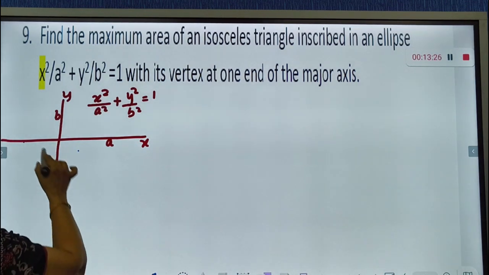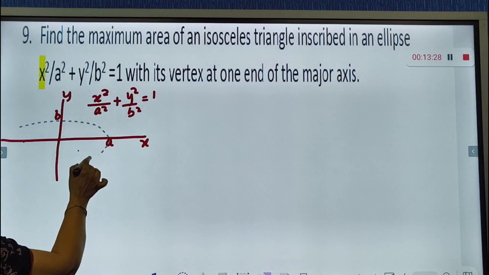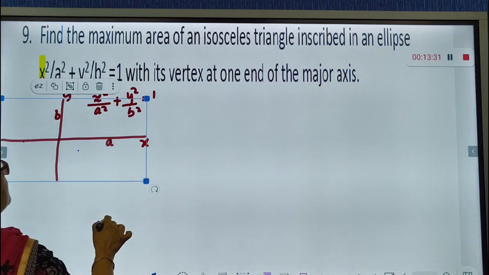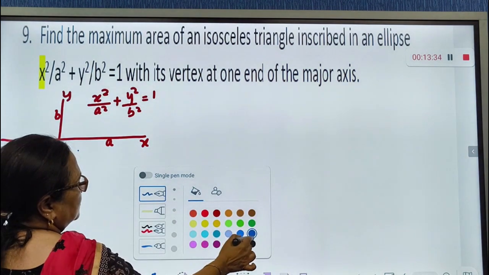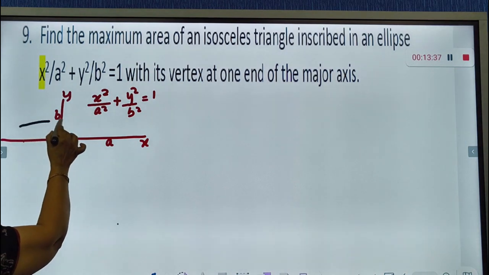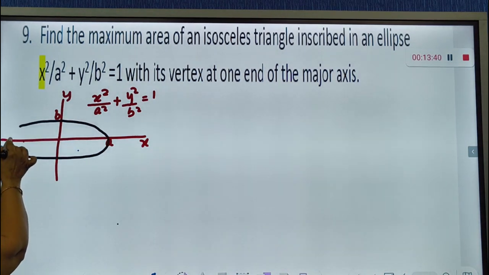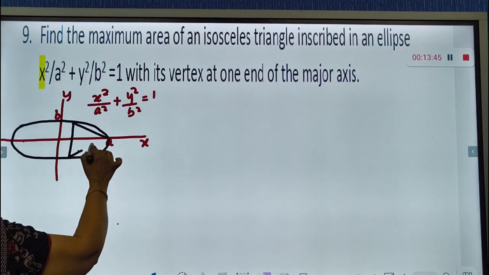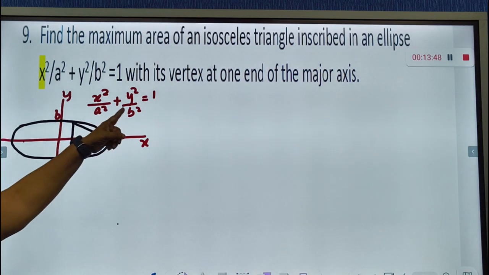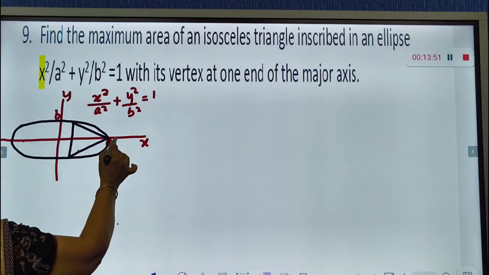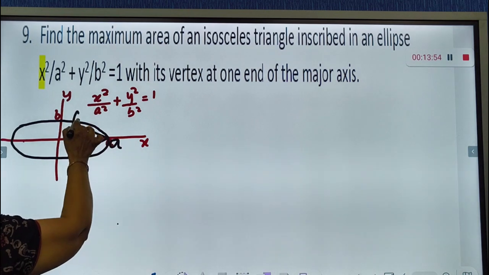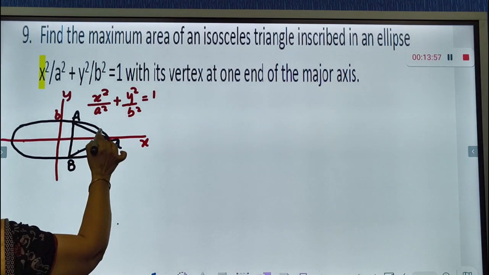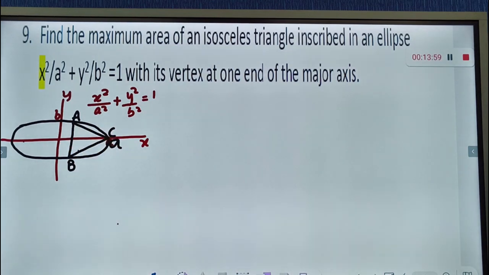So you have an ellipse, and you have a triangle. Now it is given that it has its vertex at one end of the major axis. So this is the major axis. So this is the triangle. Now you have to find the maximum area of the isosceles triangle.